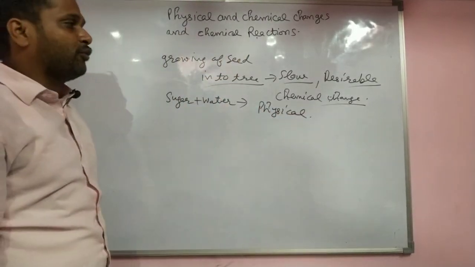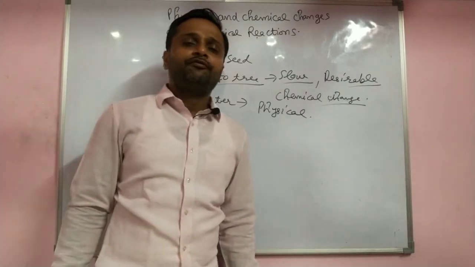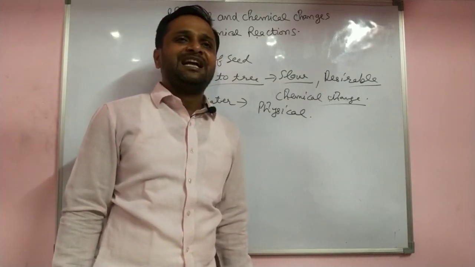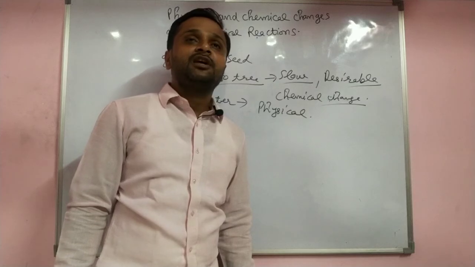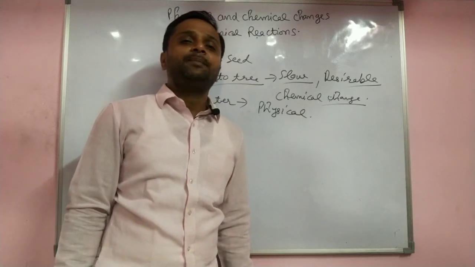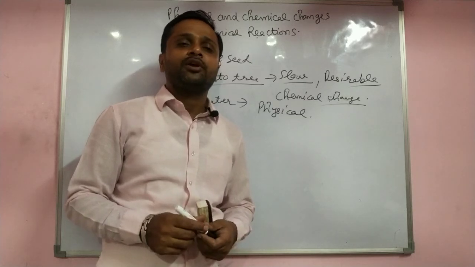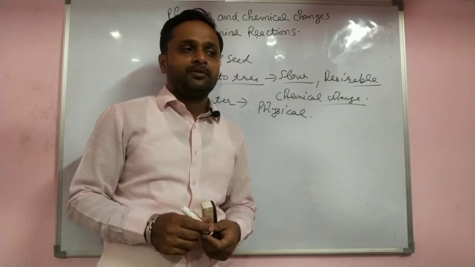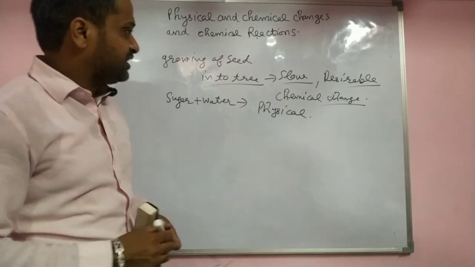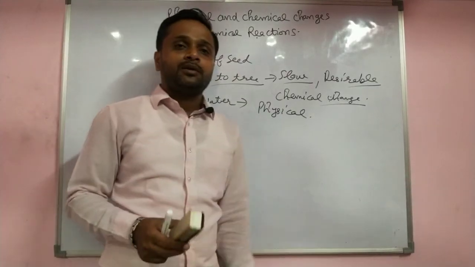Ripening of fruit. Physical or chemical change? It is not a physical change, it is a chemical change. Chemically, fruit grows and changes its color. Chemical reaction. Cooking of food is also a chemical reaction. So this is the revision video. Yes, thank you.